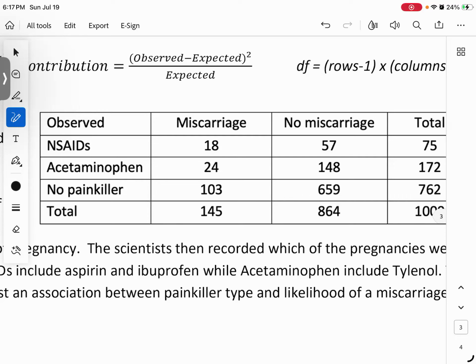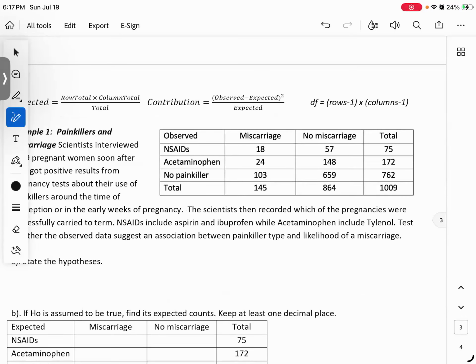So let's first off start to see what the results even tell us. Now, you'll know that you're doing a test for association because of the verbiage. Here it is. I'm just going to put a box around the word test. It's saying test to see whether the observed data suggests that there's an association. And then here are your variables, the painkiller type, or you can think of it as the option of painkillers, and then likelihood of miscarriage. In other words, will one of those options for painkiller have a higher proportion of miscarriages than one of the others?